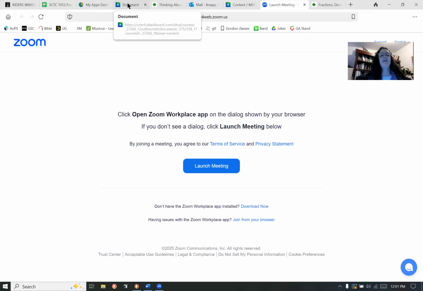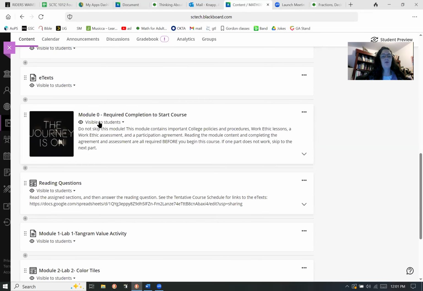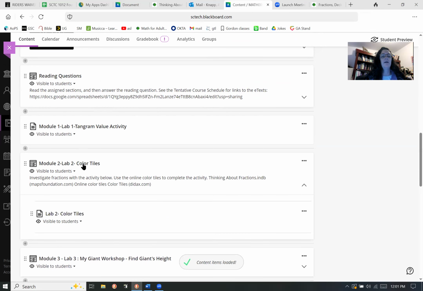So first of all, I'll share my screen so I can show you where the lab is. You'll go into Blackboard, your Math 90 Blackboard, and you'll scroll down to Module 2, Lab 2, Color Tiles Lab. You'll be investigating fractions with this activity. You can use online color tiles, or I'll show you a way you can just draw it out.